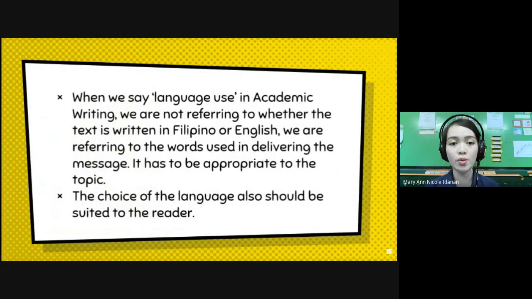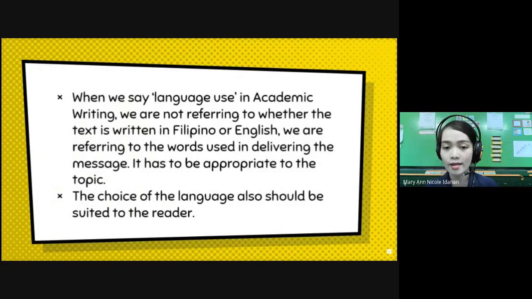We are not referring to whether the text is written in Filipino or English, but we are referring to the words used in delivering the message. The choice of words, is it appropriate to the topic, is it appropriate to the audience or the reader? So the choice of the language should also be suited to your reader.